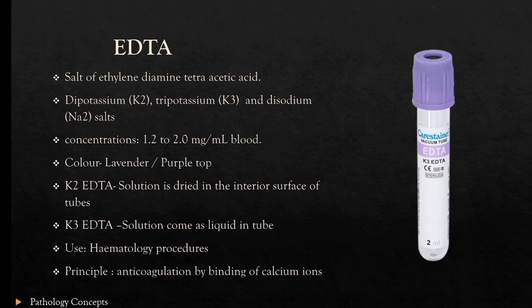In K2 EDTA, the anticoagulant solution is dried on the interior surface of the tube, and in K3 EDTA the solution comes as a liquid in the tube. It is used in hematology procedures like CBC, blood group, and flow cytometry. It binds with calcium ions, so the calcium is not available for the coagulation process and thus anticoagulation is generated.